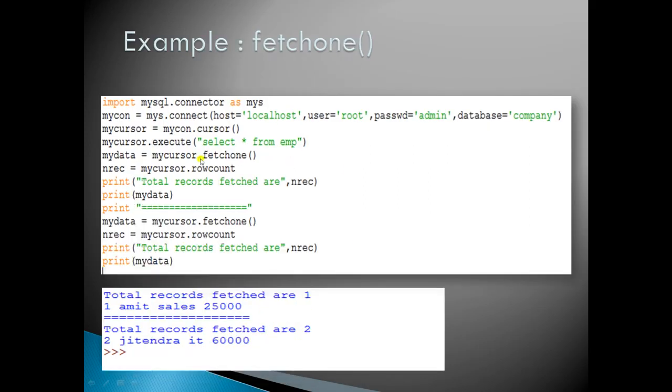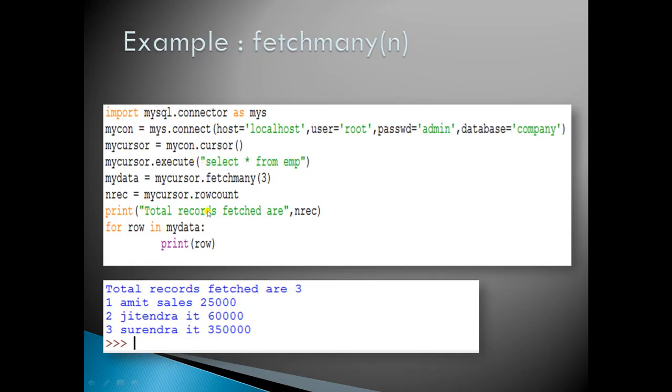Next is fetchone. Fetchone will fetch one record, not all the records. It will just fetch one record at a time. Fetchmany: if you want to fetch many records, you have to give the number of records, then call the fetchmany function. The fetchmany function always takes an argument.